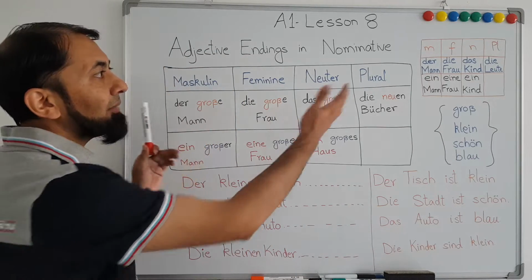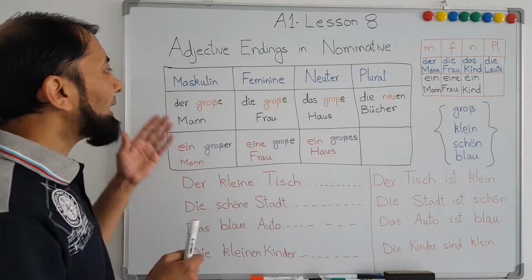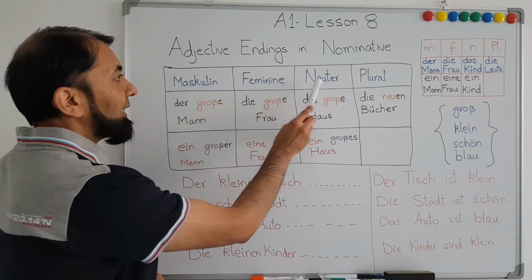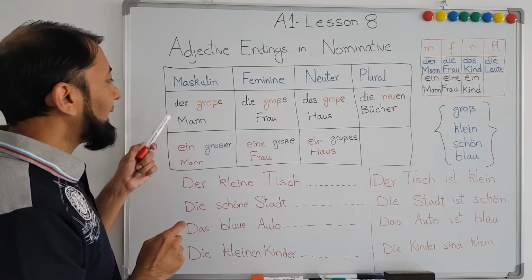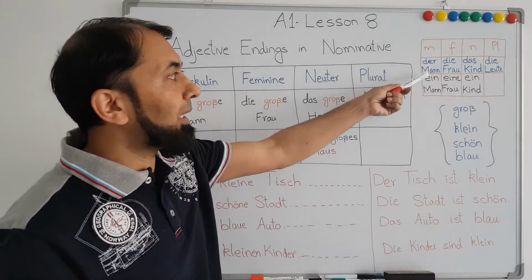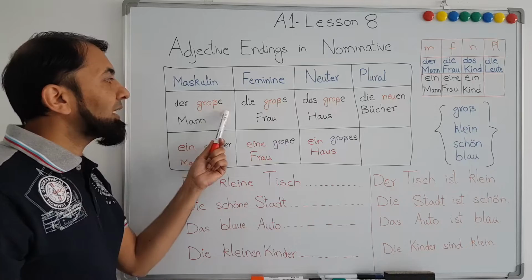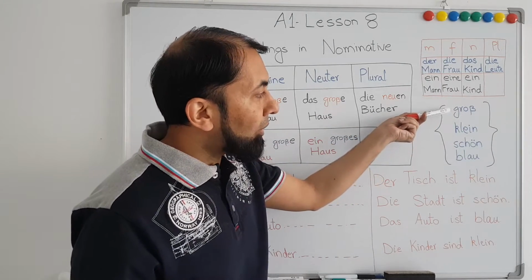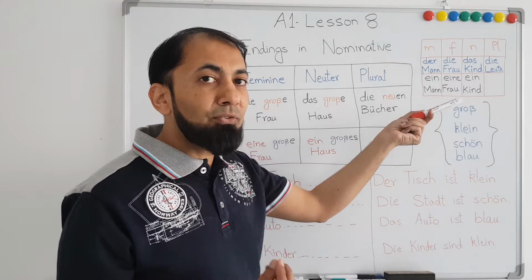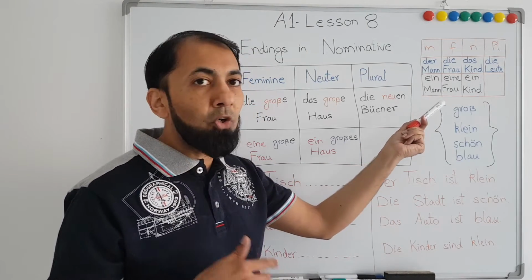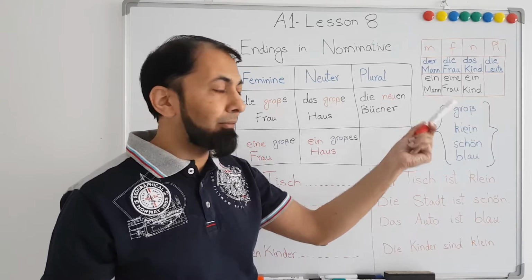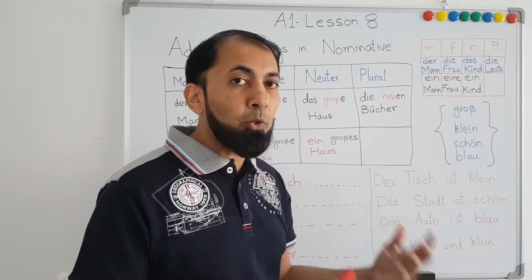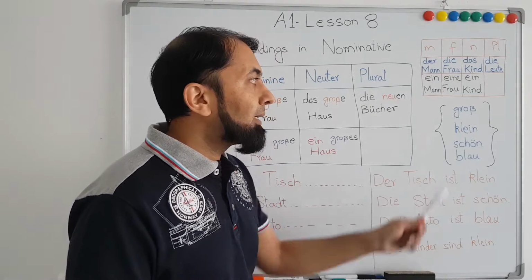So here we have a similar table but with an adjective added to it. Masculine, feminine, neuter and plural. Der Mann, we saw der Mann also here, but here we have an adjective also. Here I have listed some of the basic forms of adjective. If you want to use an adjective in German language, it depends on where the adjective is positioned in a sentence.